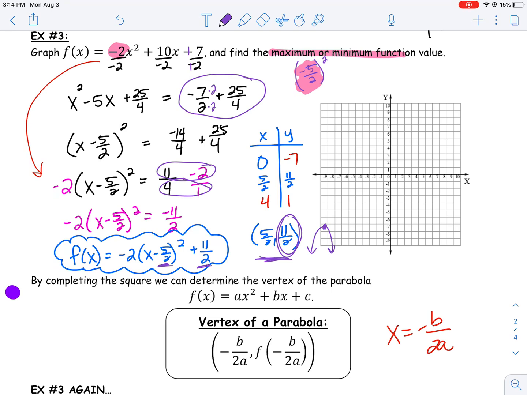Right? Because of all of those fractions and being able to complete the square with all of that. So I wonder if there's an easier way that we can find the vertex and graph if it's not in vertex form and completing the square doesn't work out so cute.